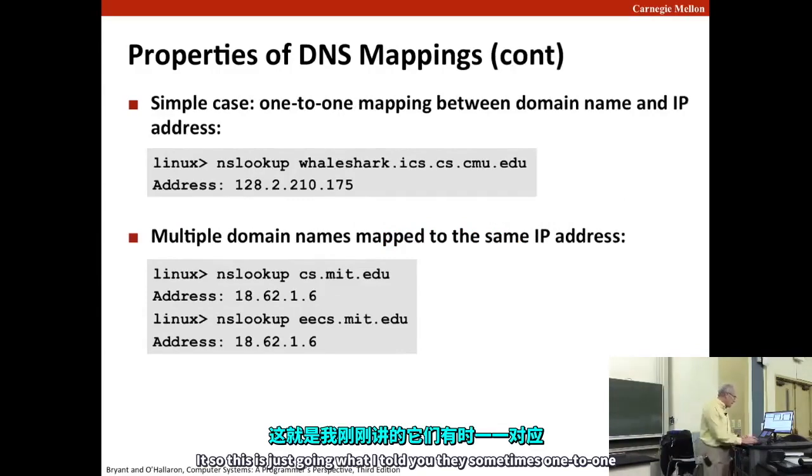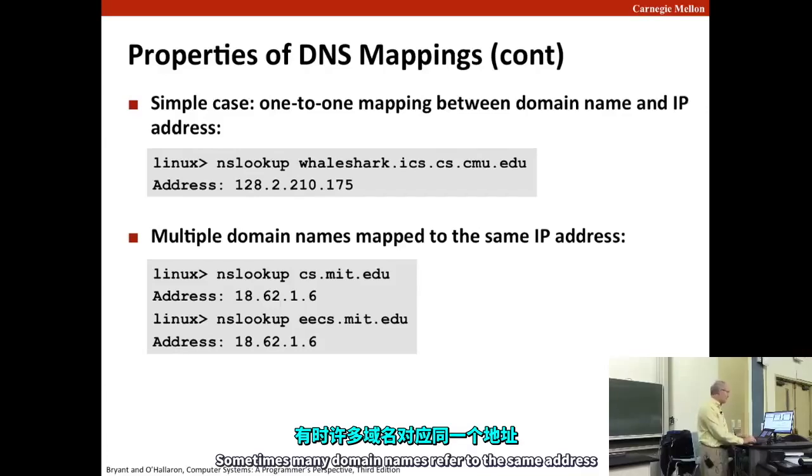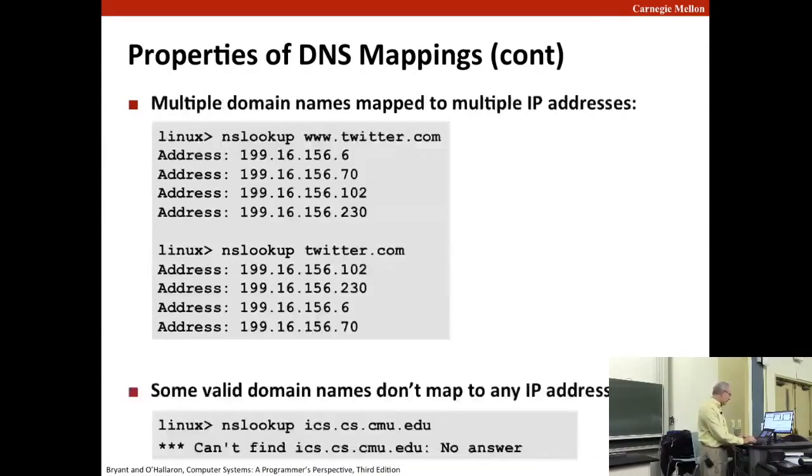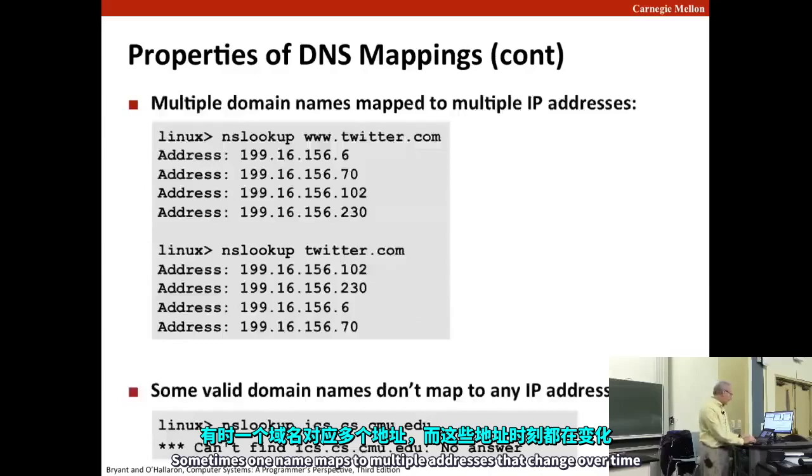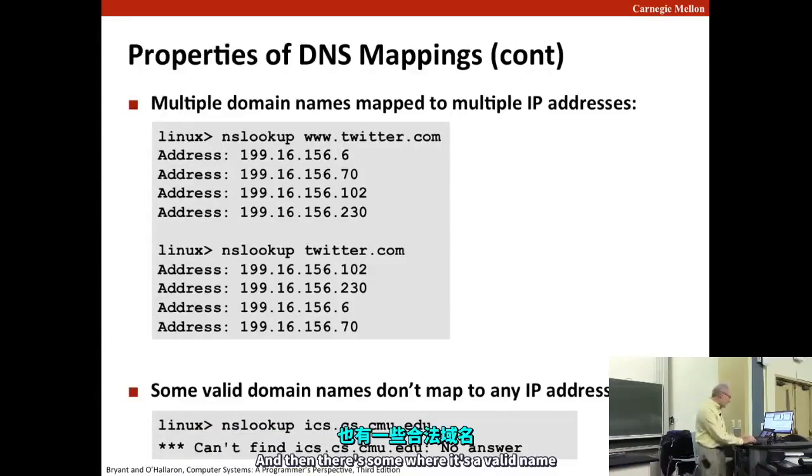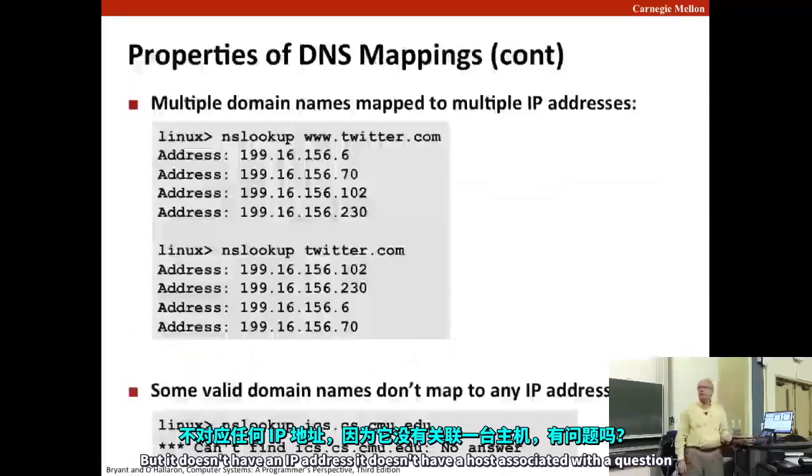So this is just going over what I told you. There's sometimes one-to-one, sometimes many domain names refer to the same address. Sometimes one name maps to multiple addresses that change over time. And then there's some where it's a valid name, but it doesn't have an IP address, it doesn't have a host associated with it. Question?